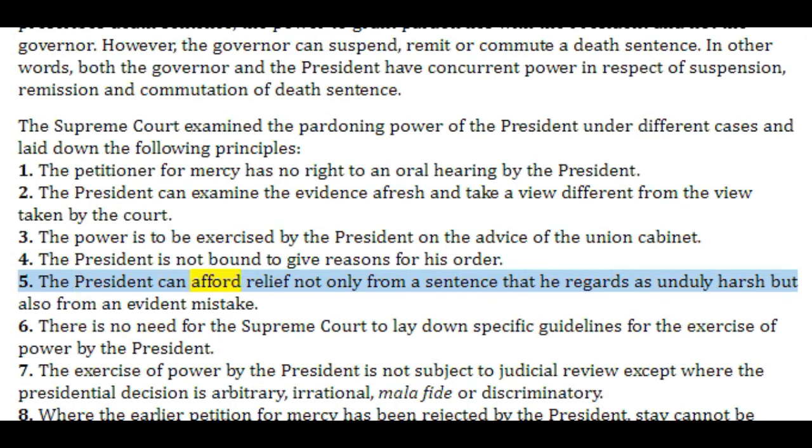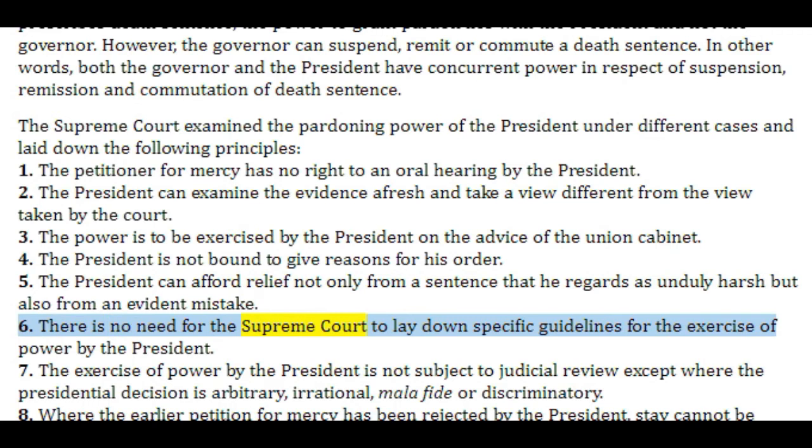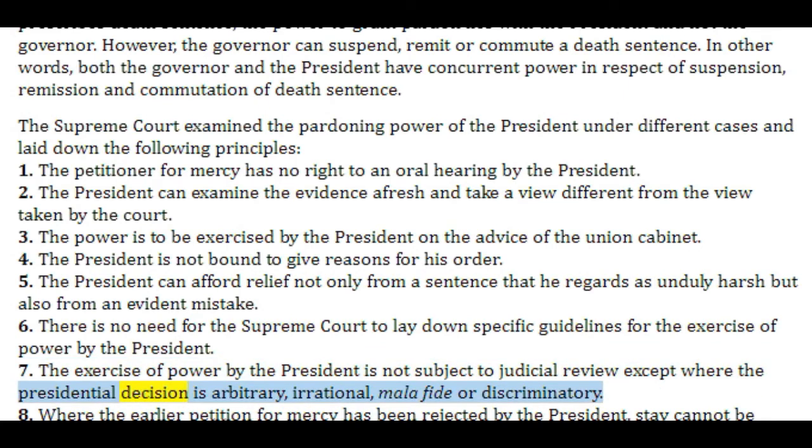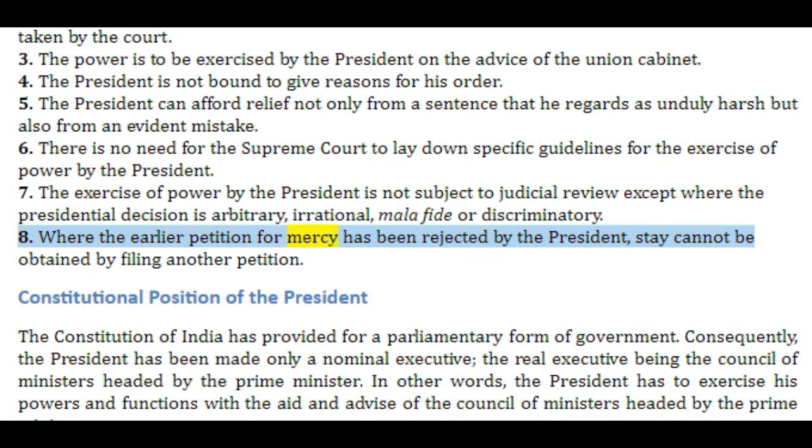5. The President can afford relief not only from a sentence that he regards as unduly harsh, but also from an evident mistake. 6. There is no need for the Supreme Court to lay down specific guidelines for the exercise of power by the President. 7. The exercise of power by the President is not subject to judicial review except where the presidential decision is arbitrary, irrational, mala fide or discriminatory. 8. Where the earlier petition for mercy has been rejected by the President, stay cannot be obtained by filing another petition.